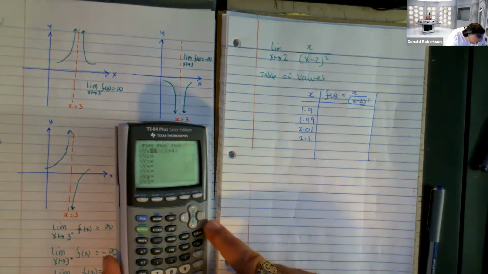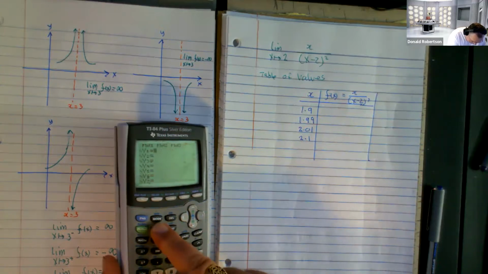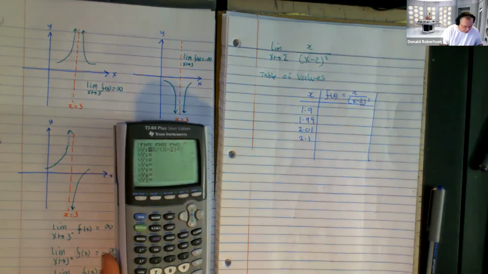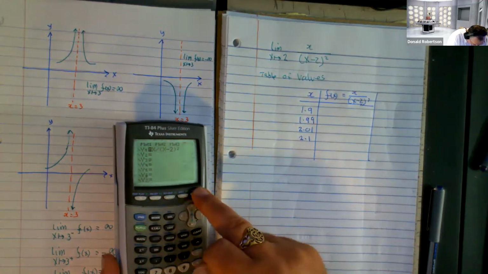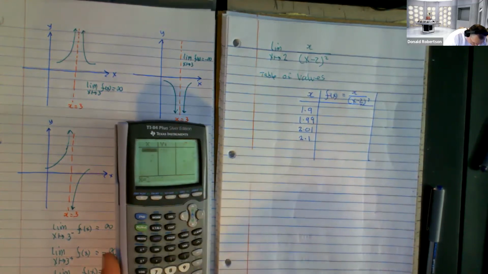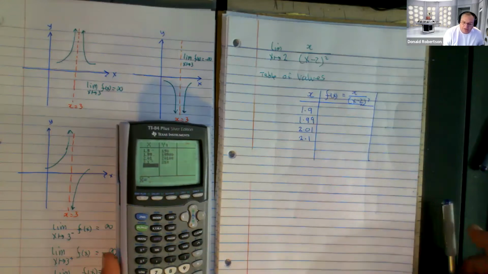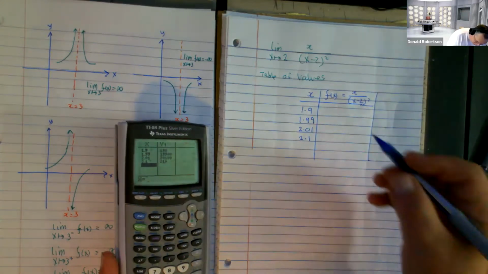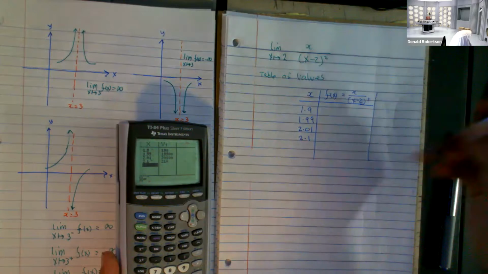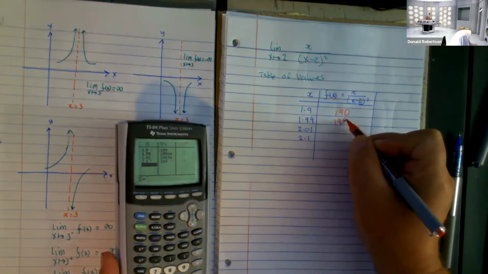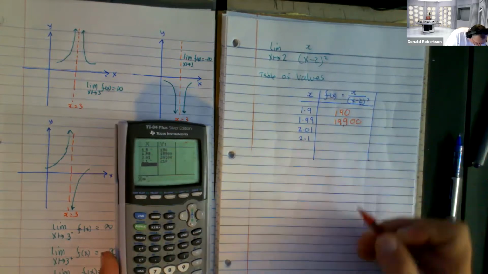So I'm going to go in y equals, and it's going to be x divided by brackets x take away 2, close brackets, squared. So that's the function. And I'll do set up table, rub out these guys, and just put in 1.9, 1.99, 2.01, and 2.1. Right, it wasn't that bad. And this number here, the value of the function is 190. And in this side here, it's 199,000, so that's 19,000.